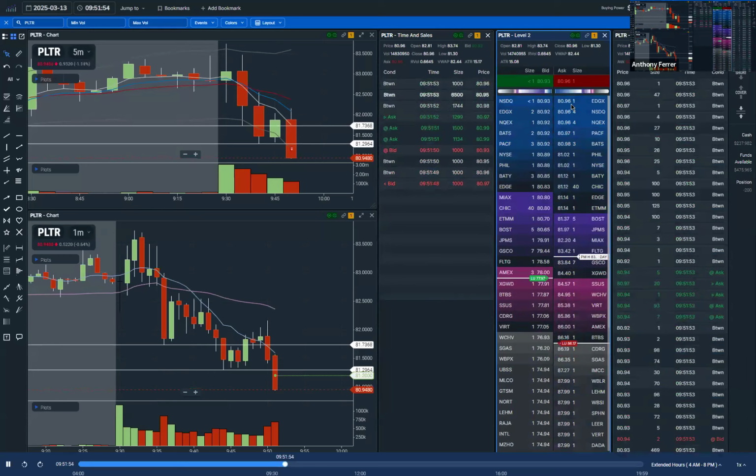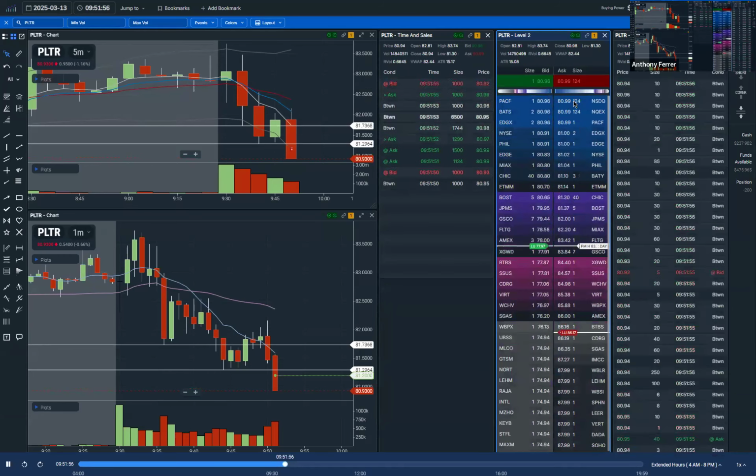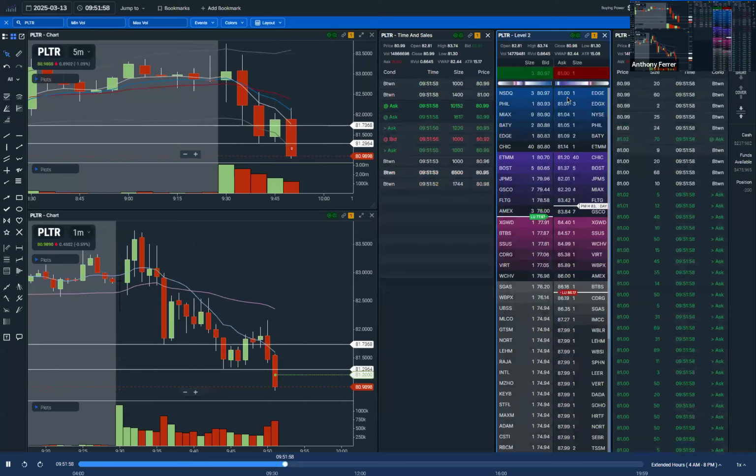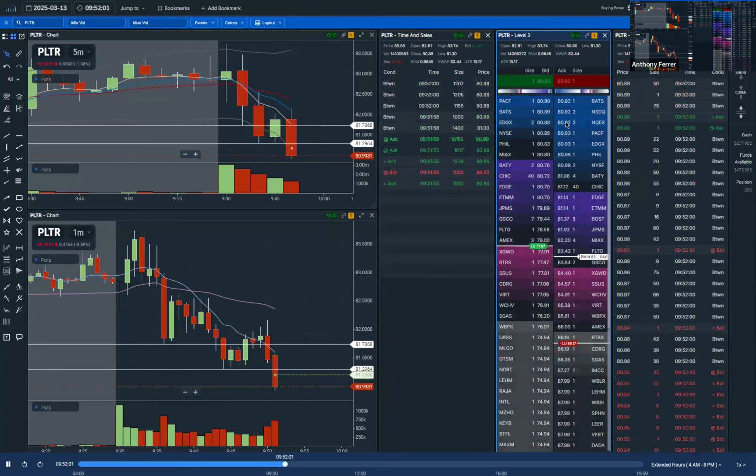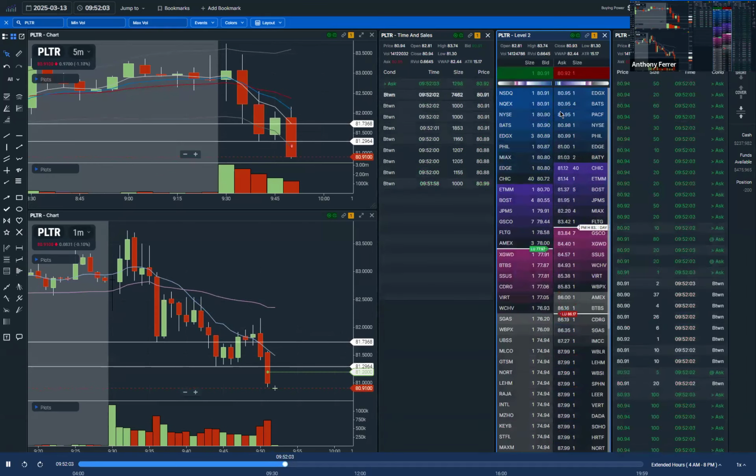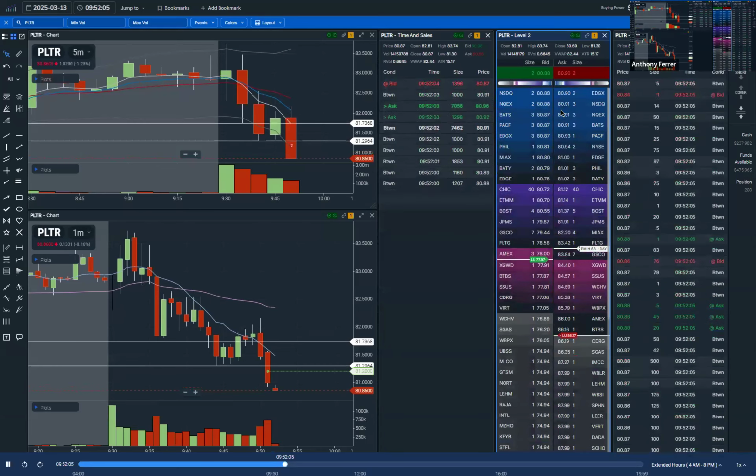Did you guys see that 80.99 really quick? There it is. Okay, gets through, see some green prints. Okay, it's still holding below. That's a sign to me telling me that this is working.